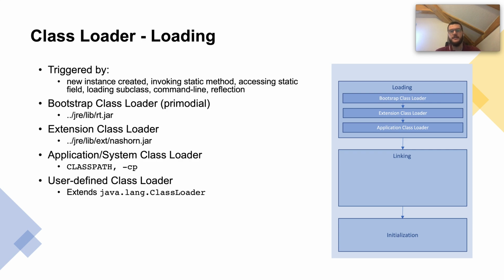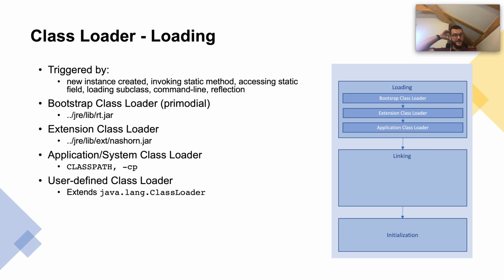Then after that we have the application or system class loader. This is the class loader which loads the classes that we provided, so these are our application classes. The location where the application class loader will look for our classes is the value of the classpath environment variable, or when we specify the Java command line -cp option.